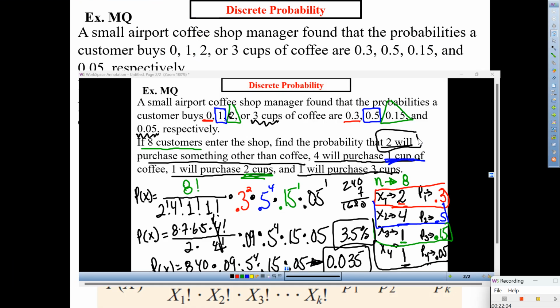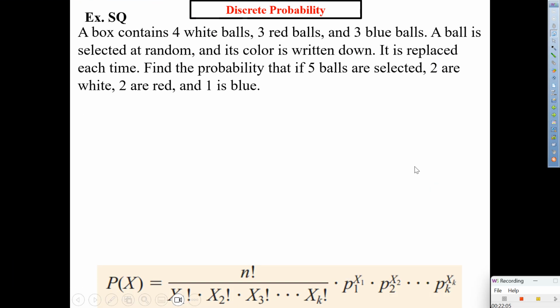So, with that said, look at this one. It says, a box contains 4 white balls, 3 red balls, 3 blue balls. A ball is selected at random and its color is written down. It is replaced each time. Find the probability that if 5 balls are selected, 2 are white, 2 are red, and 1 is blue. All right? So talk it over with your neighbor. Let them know what N is for that one, and what your X of 1, X of 2, X of 3, and your probabilities for those are. Oh, sorry, my bad. Let me send that to your screen as well.